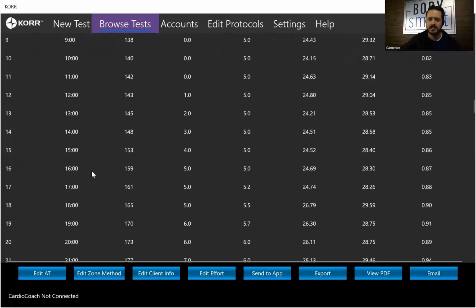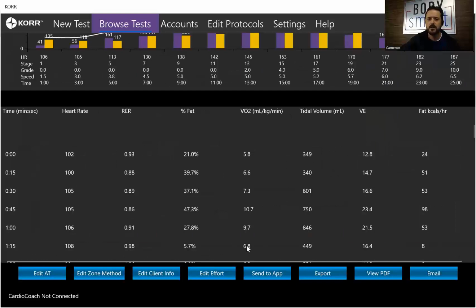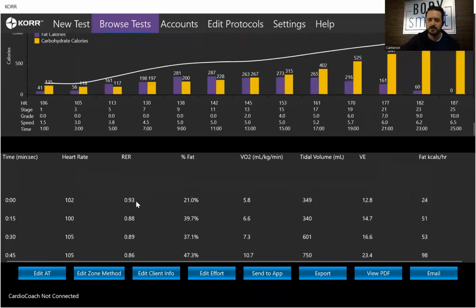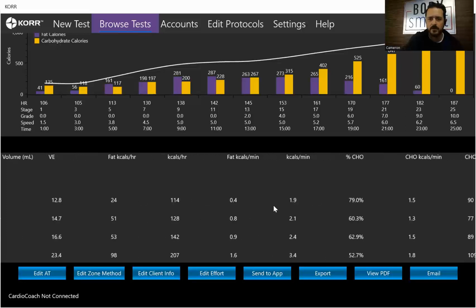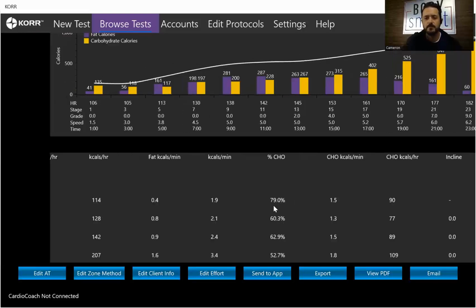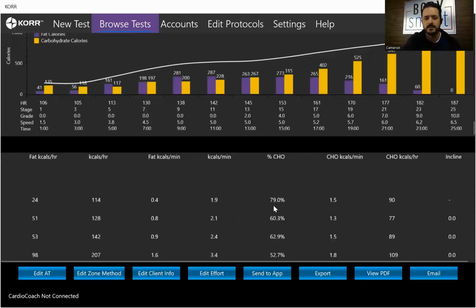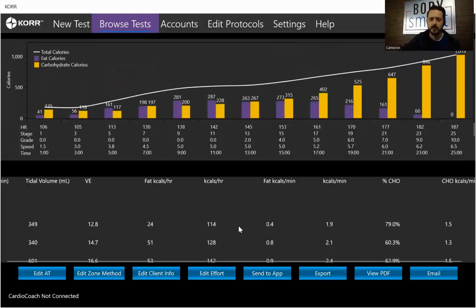So this is a stage by stage data table. I don't find this one to be quite as helpful as coming down to the full data table, where it has all of your information, and you really can get info on just about everything there. We can take a look at your fat grams and carbohydrate grams per minute per hour, fat calories per minute per hour. So the CHO is carbohydrate. We can look at really all of the metrics of your test and see how you are burning calories, as well as your lung functions and lung volumes and stuff like that.